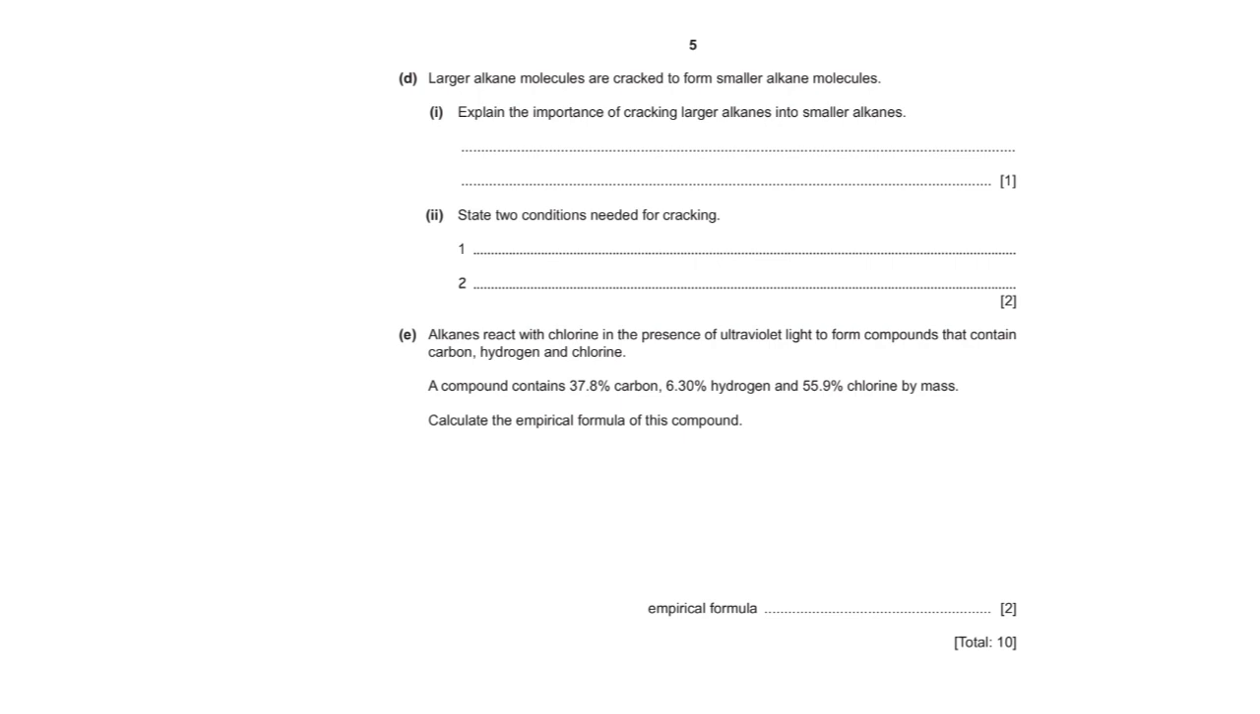To explain the importance, you can simply write that they are cracked, or you can say that smaller alkanes are more desirable than larger alkanes.